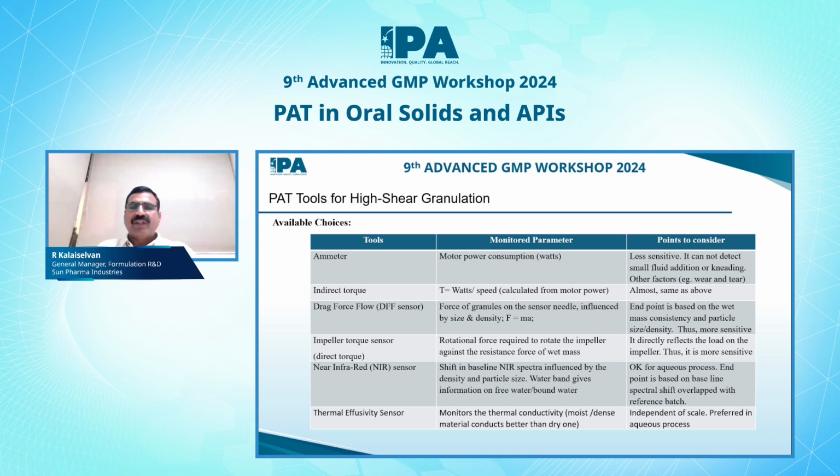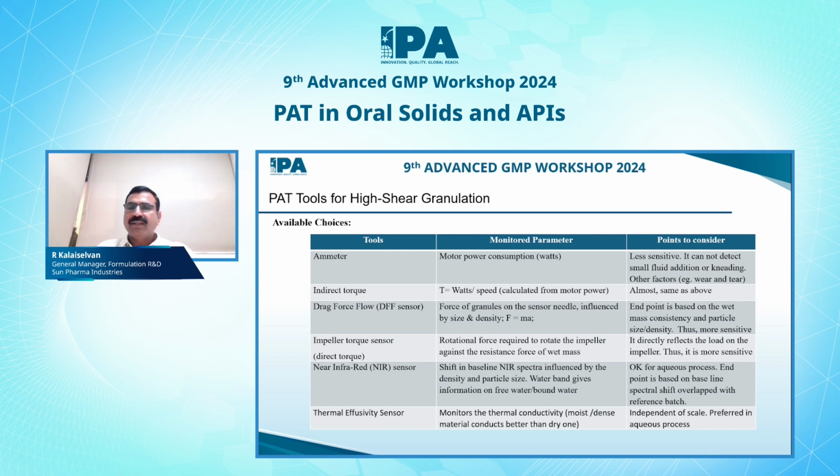PAT tools for high shear granulation. This is another example for the next unit operation. The available choices for granulation are ammeter reading, indirect torque method, drag flow force sensor, impeller torque sensor, then near infrared sensor, then thermal effusivity sensor. Each has its own advantages and disadvantages.